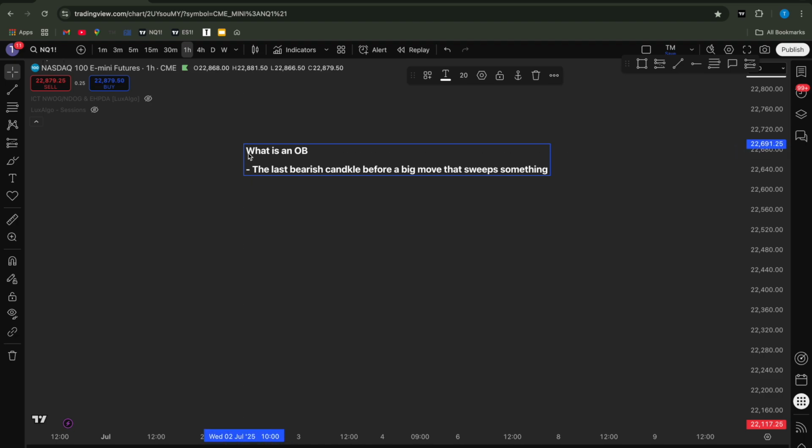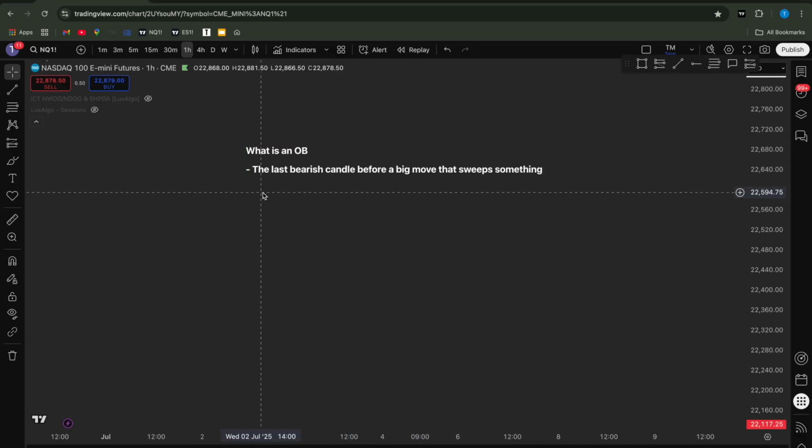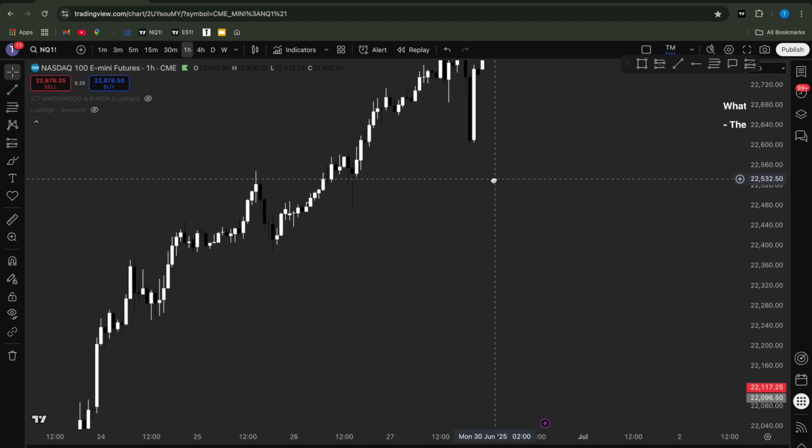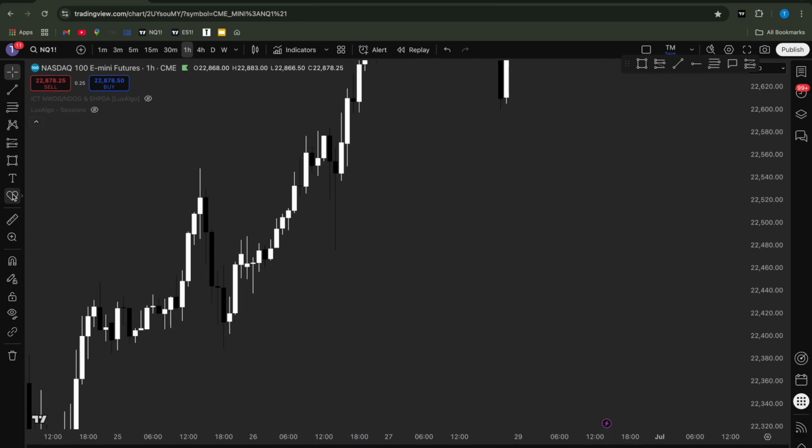It's an area where institutions are likely to send price because there's a lot of resting orders in the market. It's the last bearish candle before a big move up, and inside this bearish candle there's going to be a lot of resting orders waiting to be filled from the institutions because it's a discounted price. So obviously they want to buy at the lowest price possible before continuing up. I'm going to show you an example of an order block now.